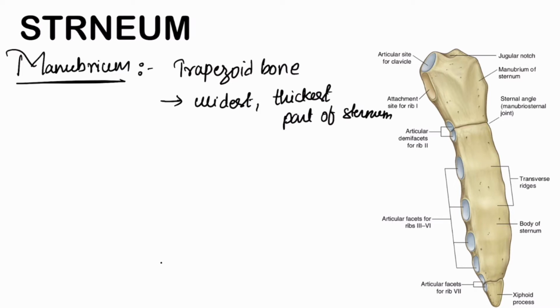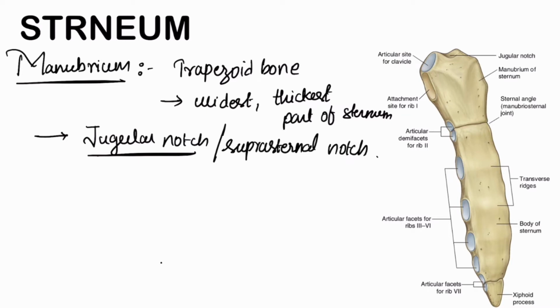This manubrium has a jugular notch. This jugular notch is also known as the suprasternal notch. It is present in the superior border. This is the jugular notch here. And laterally, we also have the clavicular notches. These are the clavicular notches here.